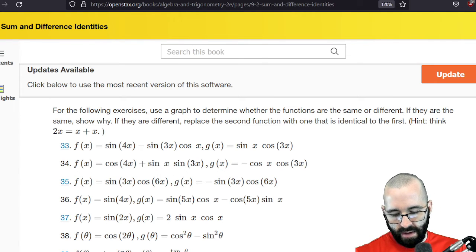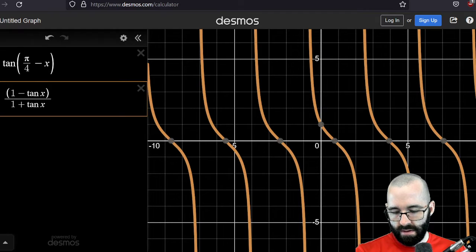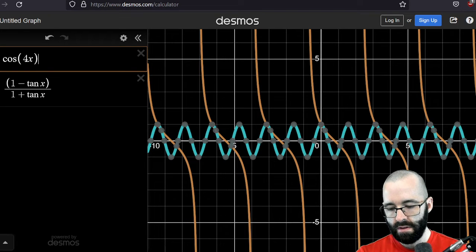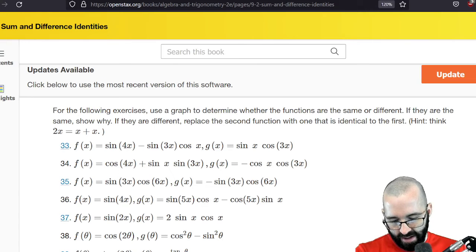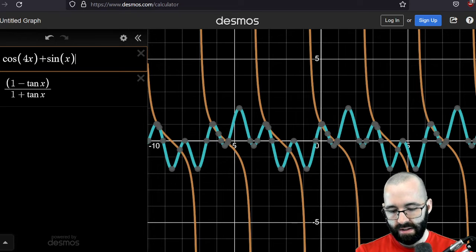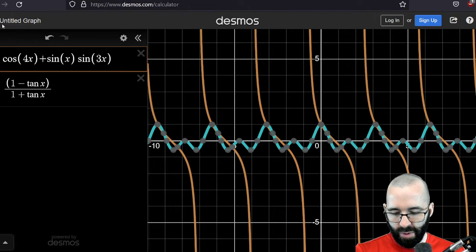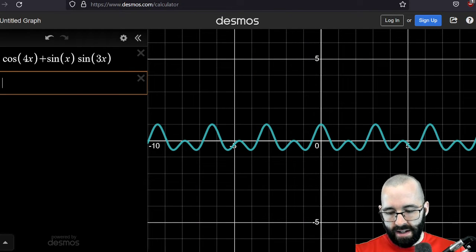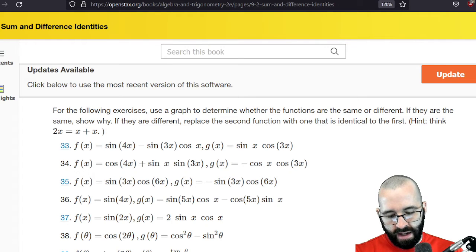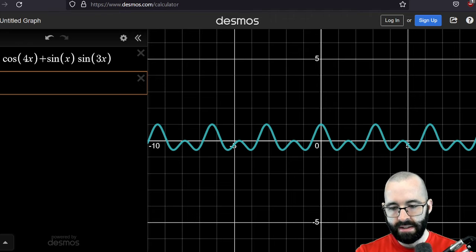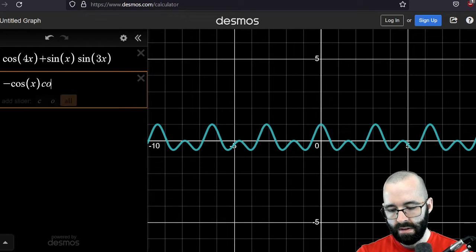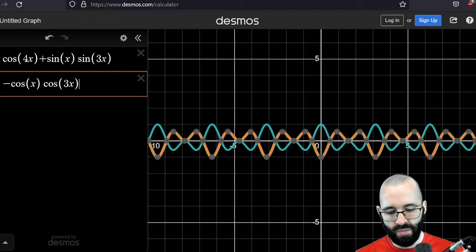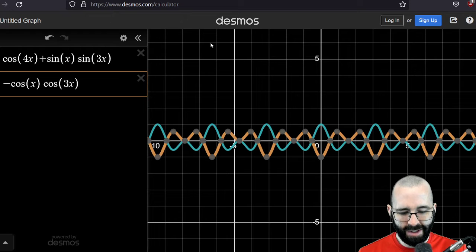34, the cosine of 4x plus sine x sine 3x. Wait, I already forgot. Cosine of 4x plus sine of x times sine of 3x. That's kind of a weird looking thing. Is that the same as negative cosine of x cosine of 3x? Nope. They're not the same functions.